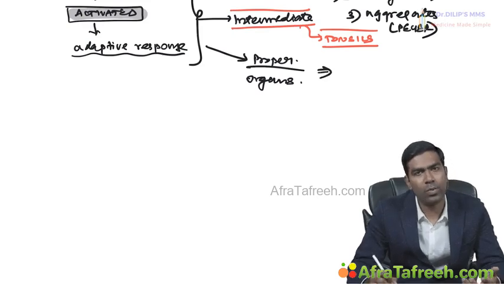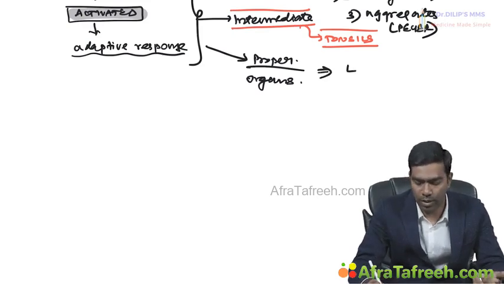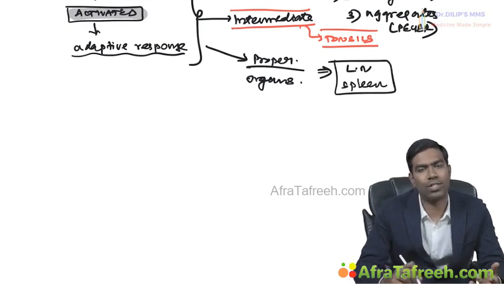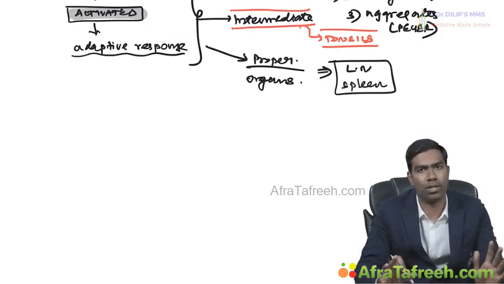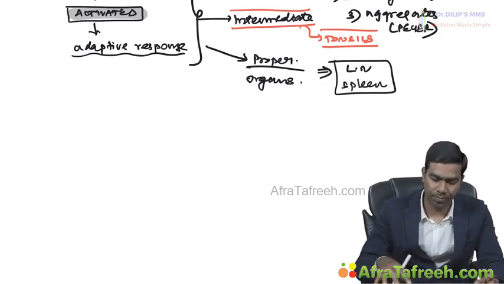So proper organs wise, if you ask me, there are only two things. One is the lymph node and the second one is the spleen. These are the only two areas which contribute to the proper secondary lymphoid organs. So, lymph node and the spleen.